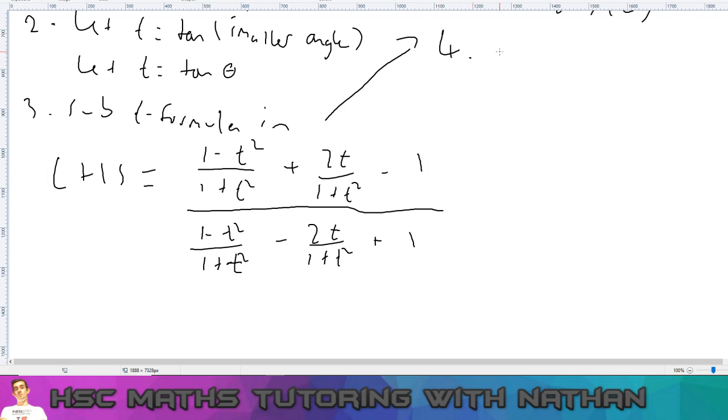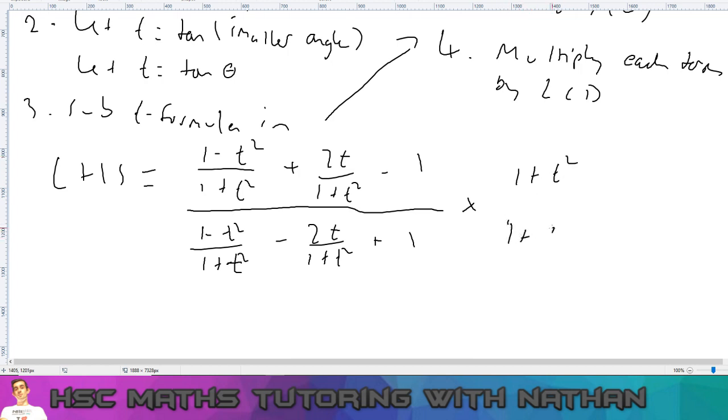So what we do here is we always end up with a compound fraction, usually with t formula, because we're subbing in a fraction into a fraction. So what we can do here is multiply each term by the LCD. Each fraction we look at has a denominator of 1 plus t squared. So I'm going to times top and bottom, each term individually, by 1 plus t squared. And what happens is it's going to cancel the denominator, because that will cross out with that.